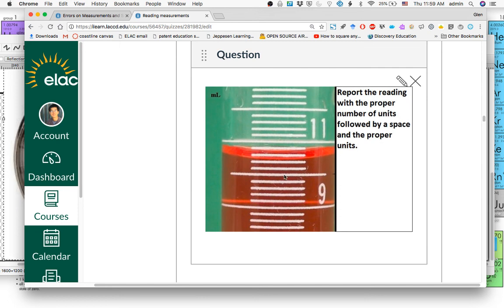So this is 10, this is 10.2, 10.4, 10.6, 10.8, and then 11. So each tick mark here is 0.2. So if each tick mark is 0.2, this is 10, 10.2, 10.4. The bottom of the meniscus is not on the 10.4. It is sort of between the 10.4 and the 10.6.